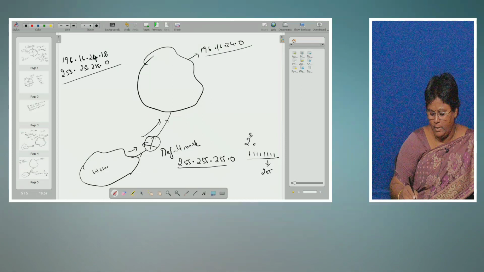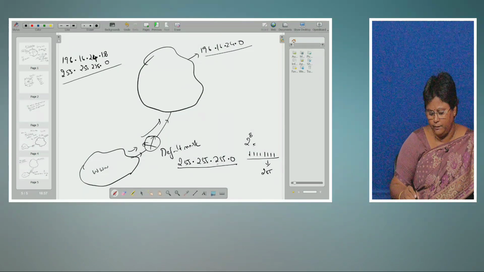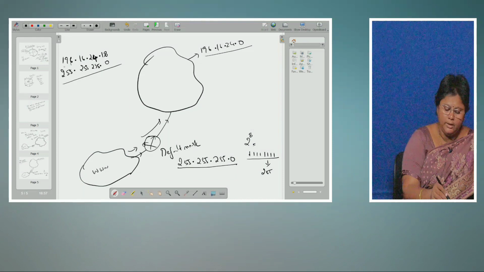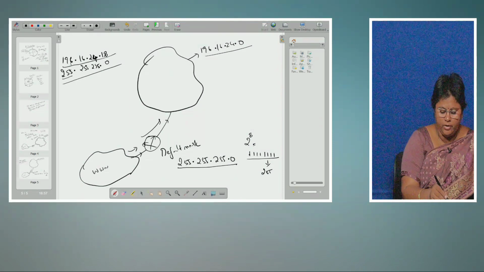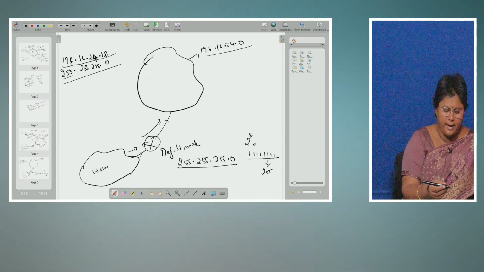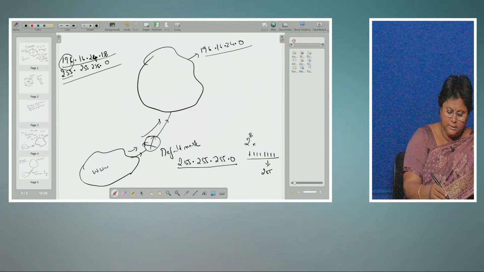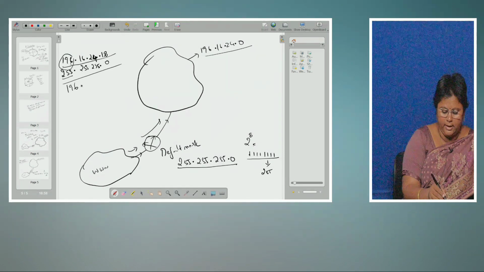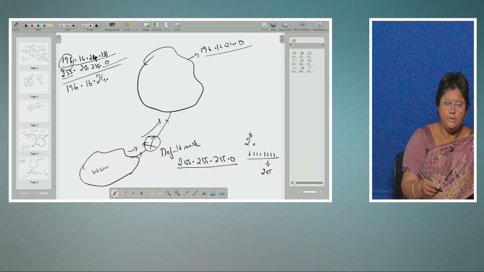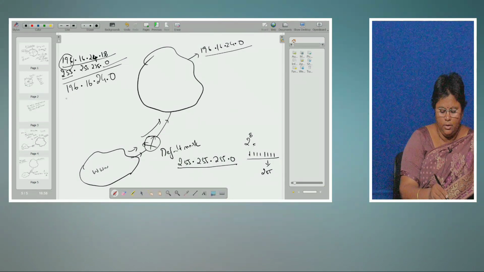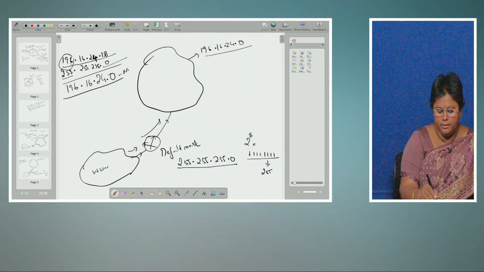The router will perform an AND operation of the default mask, that is 255.255.255.0, with the given IP address. When you perform the AND operation, 255 means all ones. That means if you multiply binary with 1, whatever the number is there, you will get that number. So here you will get 196, 16, 24, and the last 8 bits are zeros. If you multiply with 0, you will get 0. Now this will be your network.